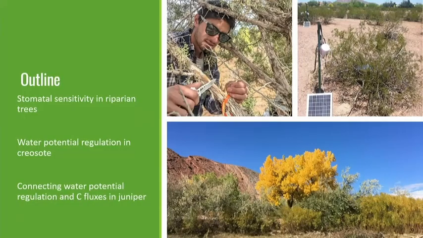To tell this story, I'm going to use 3 vignettes. The first is looking at stomatal sensitivity in riparian trees, and shown on the bottom here is a cottonwood in the fall turning yellow. The second, I'm going to talk about water potential regulation in creosote bush. That's on the upper right. It's a very drought-tolerant shrub. And lastly, I'm going to connect water potential regulation to carbon fluxes in juniper species. And that's my colleague Steve Cannonberg up there installing an instrument in a juniper.